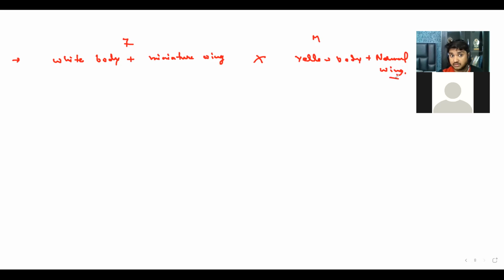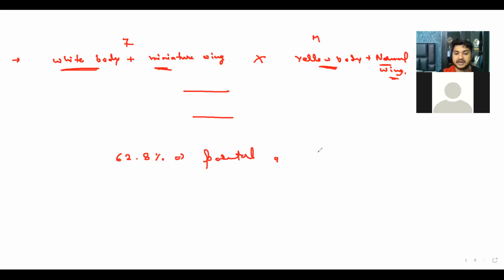Dihybrid. Two characters together I am taking. He conducted the first cross and then the second generation. Now he found the result: 62.8% are parental and 37.2% are recombinant.